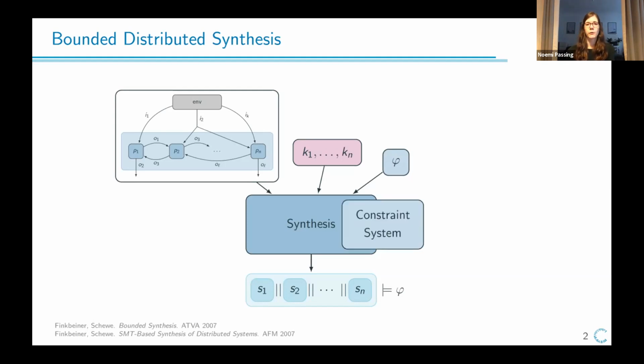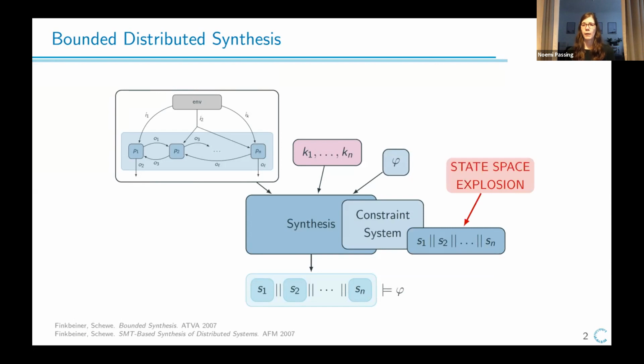Internally, the search for such strategies is encoded into a constraint system, and the solution of this constraint system then directly defines our strategies. However, we always consider the parallel composition of all the strategies we are searching for in our constraint system to determine whether or not the parallel composition of them satisfies the global system behavior. Therefore, we have a state space explosion here. This is similar to the state space explosion in model checking, but it's even worse because we not only have this explosion in the state space of our model, but also in the search space of our underlying constraint solver. And so bounded distributed synthesis is just not scalable in practice.